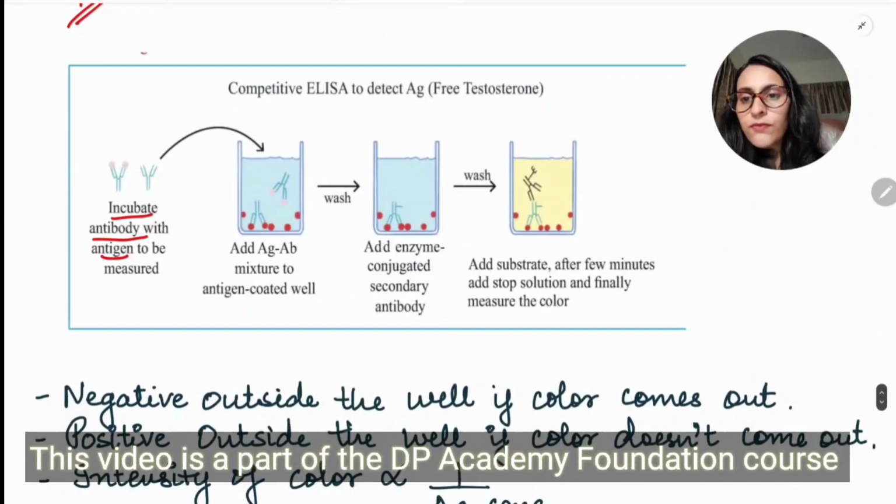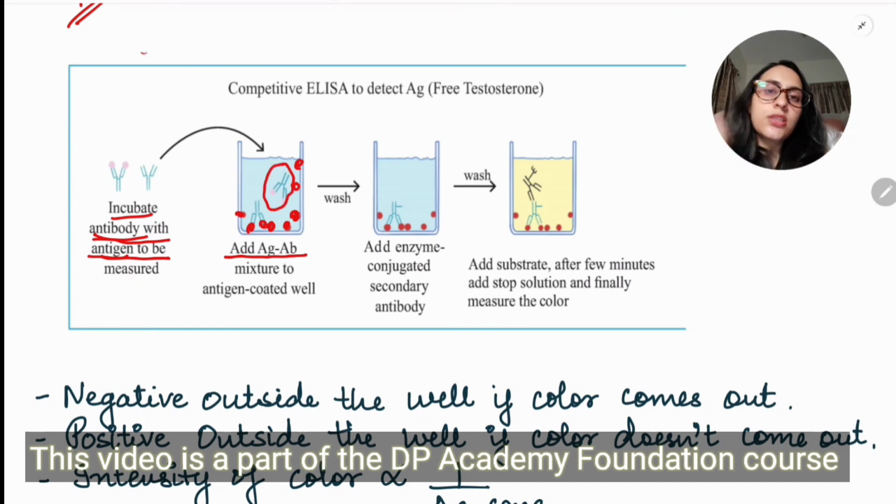So in the competitive ELISA, first of all, the antibody is reacted with the antigen outside the well. Then on this antigen-antibody mixture, you are going to coat the well with antigens. Here antigens are present. You can see this is the antigen-antibody complex which is taken from outside, and inside these wells it is coated with the antigen. Now we have more of antigen.